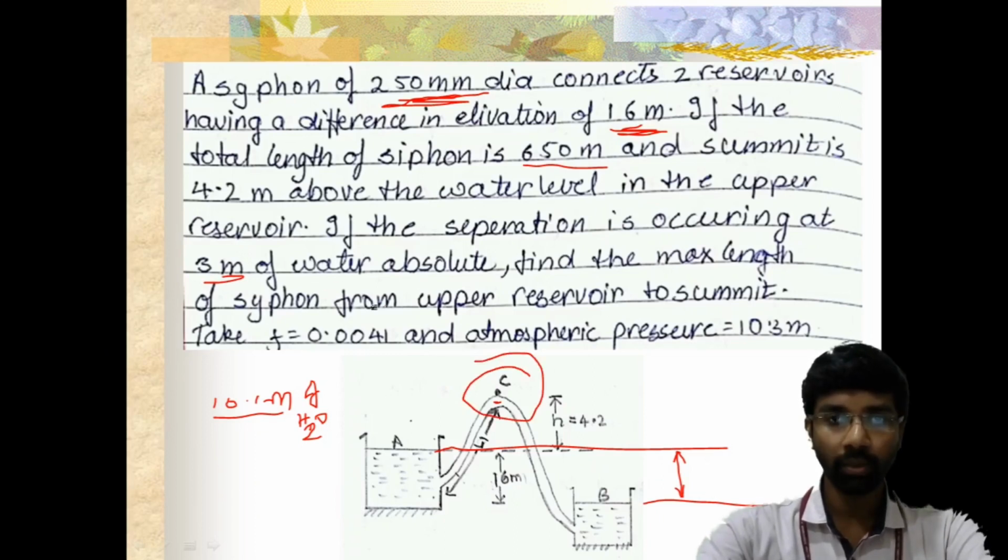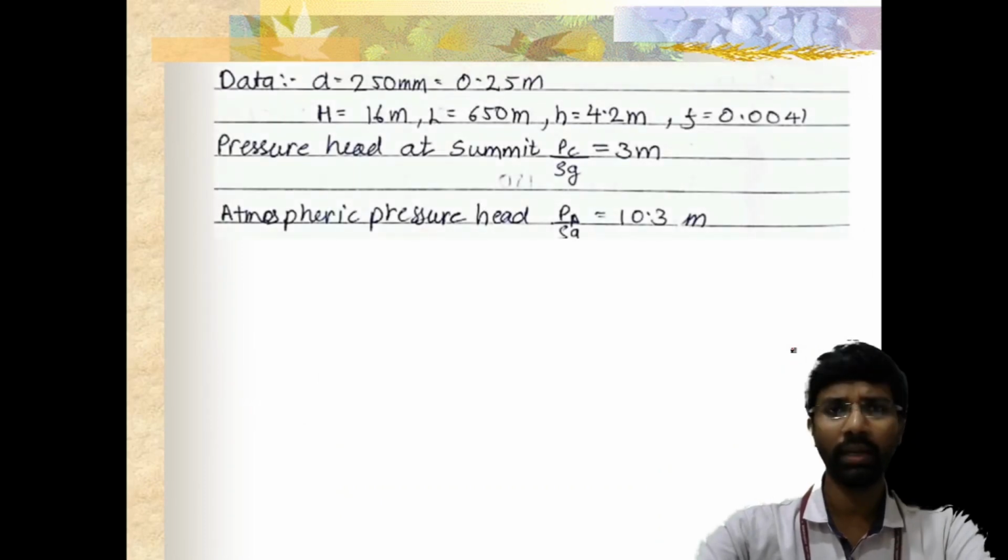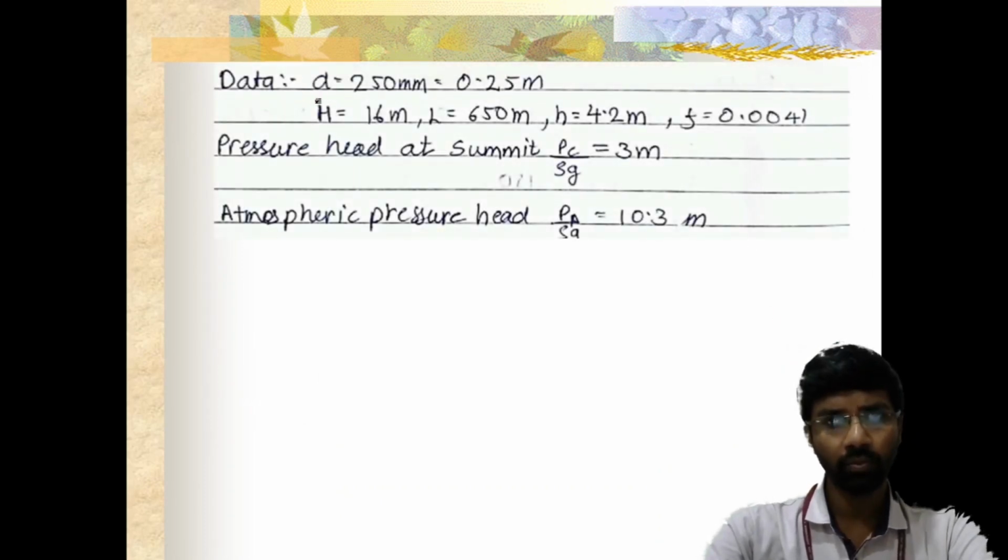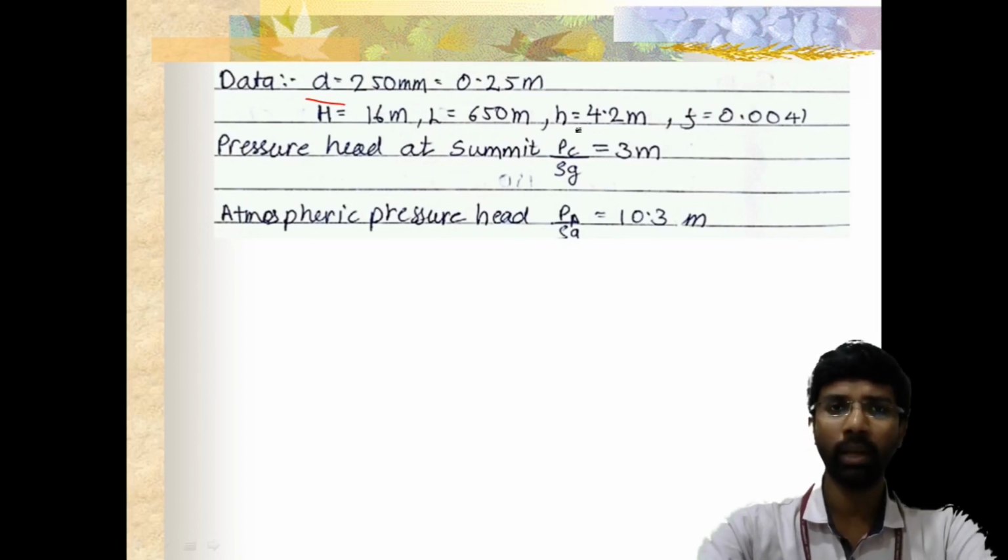Find the maximum length of the siphon from the upper reservoir to the summit, that is nothing but L1. You need to calculate L1, take frictional factor value is given, an atmospheric value that I have told you 10.3, it is 10.3 meters, right? Coming to the solution, let us write the data. The diameter of pipe was given. See, the only thing we will do here is we will apply simply Bernoulli's equation between the 2 points, then you will get the answer.